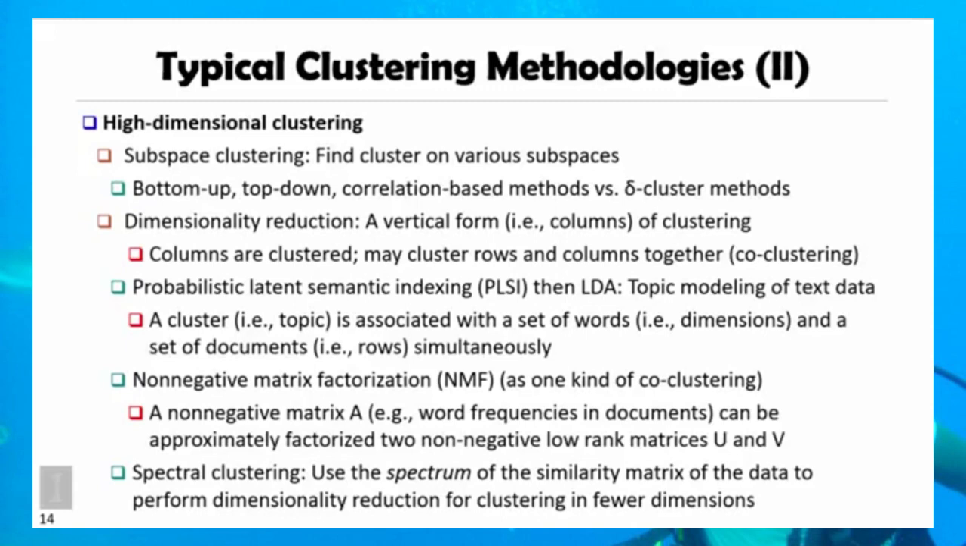Another very interesting method we are going to study is called spectral clustering. That means we use the spectrum of the similarity matrix of the data to perform dimensionality reduction. The higher dimensions are reduced into fewer dimensions. Then we can perform clustering in fewer dimensions. That's spectral clustering. In this course, we are going to study many low-dimensional and high-dimensional clustering methods and study their different variations and applications as well.